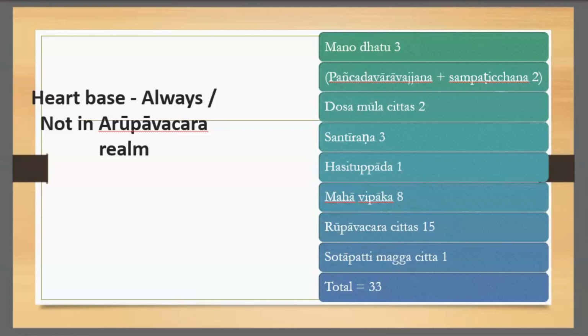What are the reasons, what are the conditions for Sotapatti Magga Chitta to arise? Especially it's mentioned in the suttas: Yoniso Manasikara and Parato Ghosa. We need wise attention and listening to Dhamma from others, except for the Buddha and Pacceka Buddha. So to attain Sotapatti Magga, we should listen to Dhamma.